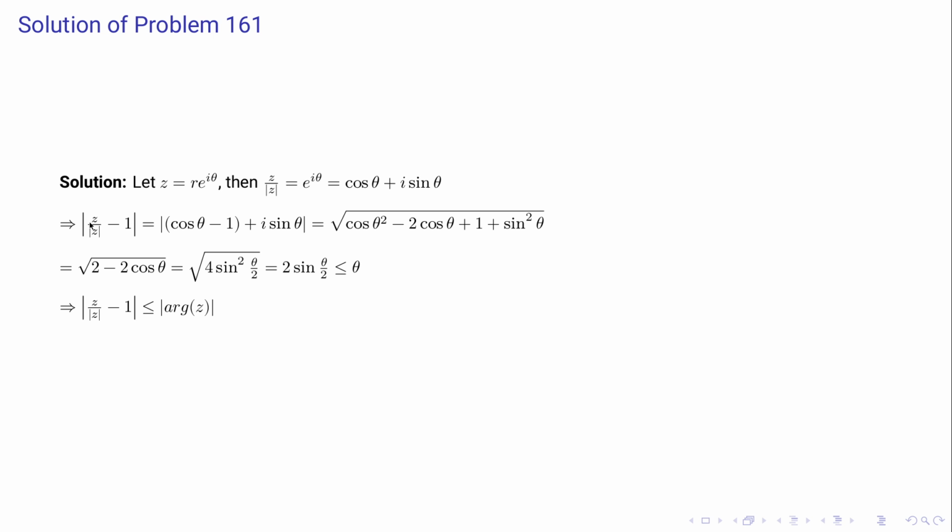That is, the left hand side of the given expression, mod of z by mod z minus 1, is equal to cos theta minus 1 plus i sin theta. Now this is equal to square root of cos square theta minus 2 cos theta plus 1 plus sin square theta. Sin square theta plus cos square theta is 1. 1 plus 1 is 2, that is 2 minus 2 cos theta. Now from trigonometry we know that 1 minus cos theta is equal to 2 sin square theta by 2. So 2 minus 2 cos theta is equal to square root of 4 sin square theta by 2, that is 2 sin theta by 2, which will be less than or equal to theta. And that's how we can say that the given expression is less than or equal to mod of argument of z.